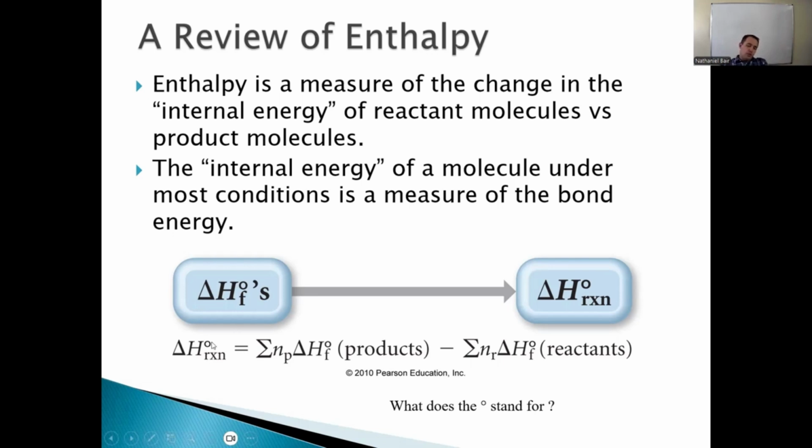So change in enthalpy under standard conditions is equal to the sum. That's mathematics, sigma means sum. The sum of the standard enthalpies of formation for each product times the coefficient in the balanced chemical equation for each product, minus the sum of the standard enthalpies of formation of the reactants times their coefficients. So let's practice one of these, right?